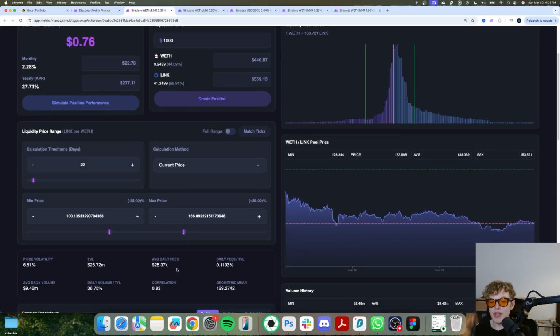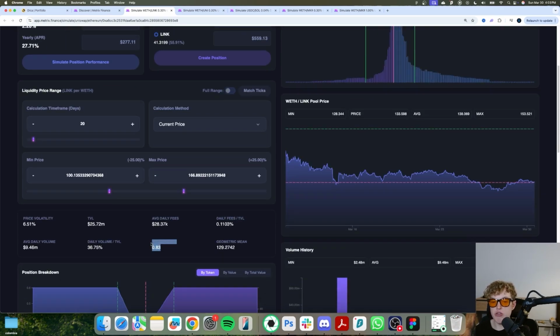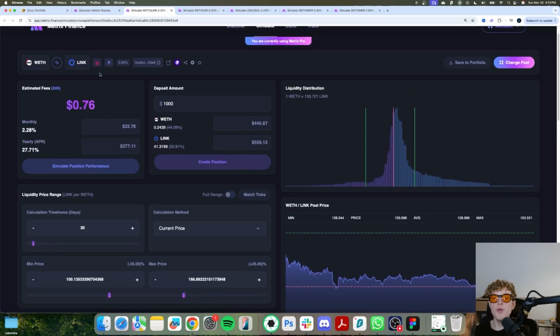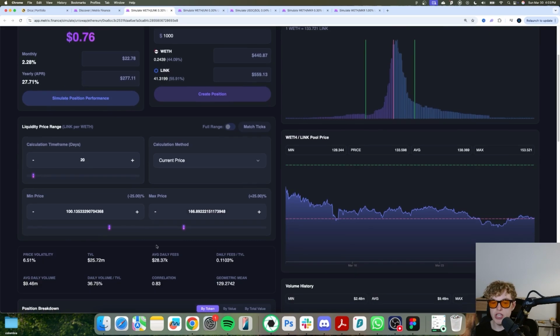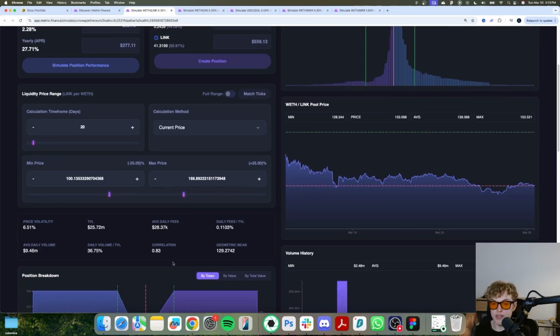And right off the bat, we can see the correlation of these assets. So the correlation of wrapped ETH to LINK using the past 20 days of data is 83%. And if we were looking at this pool over on Uniswap where it's located, we would be missing out on crucial information such as the correlation of these assets. So it's really important that we're using Metrics Finance for this video.